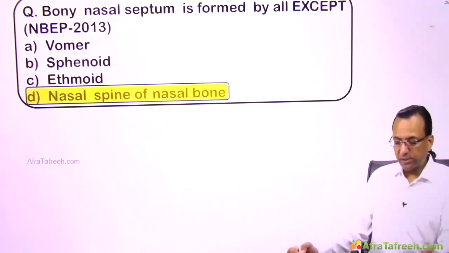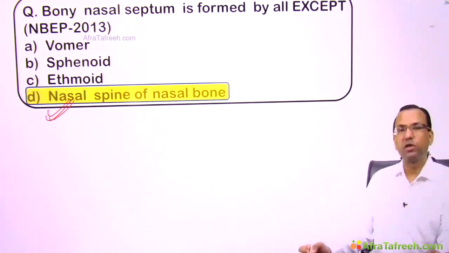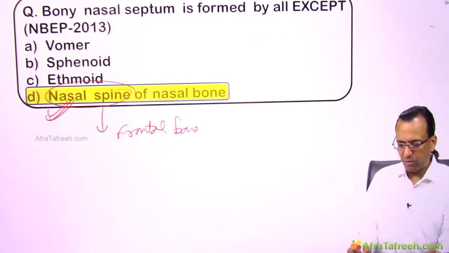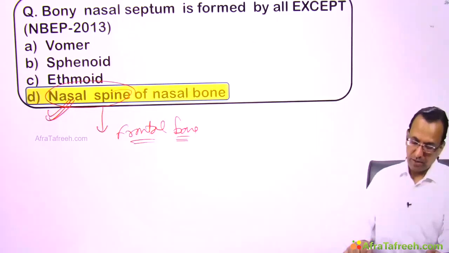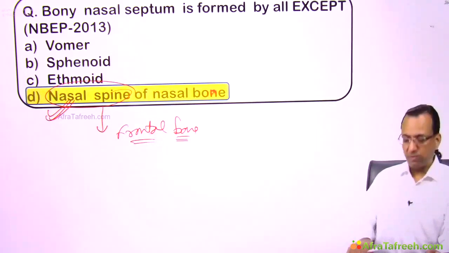Your answer is nasal spine. Why? Because the nasal spine is not given by the nasal bone. Then who is giving it? The nasal spine is given by the frontal bone. Oh, there is some frontal bone also contributing. How many bones are contributing to the nasal septum? Many. Let us see them. But remember, the nasal spine is not by the nasal bone. The nasal spine is by the frontal bone.